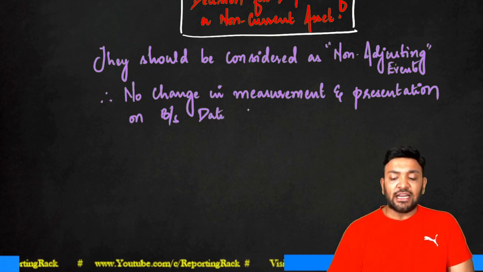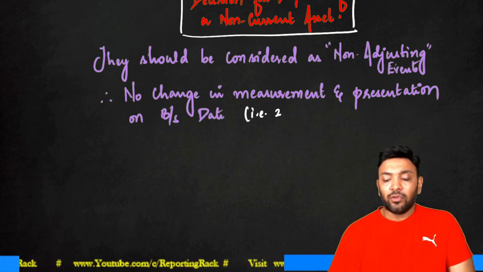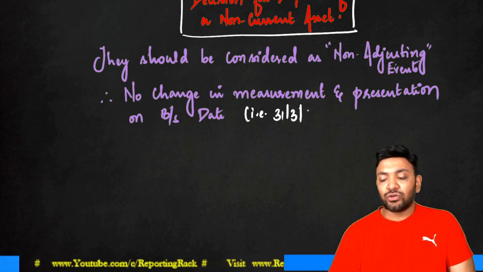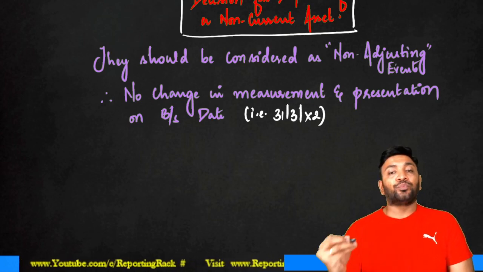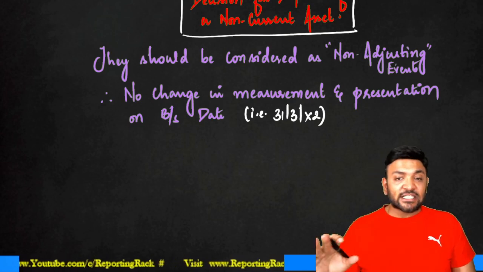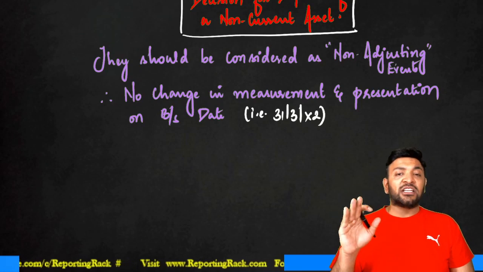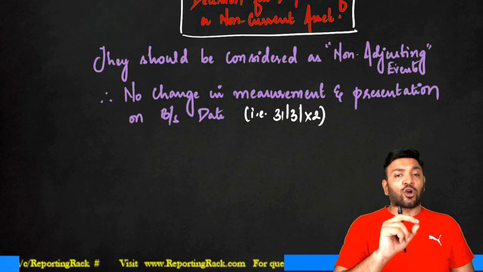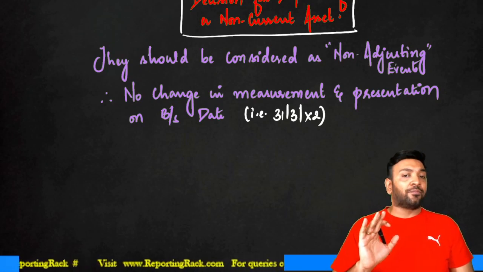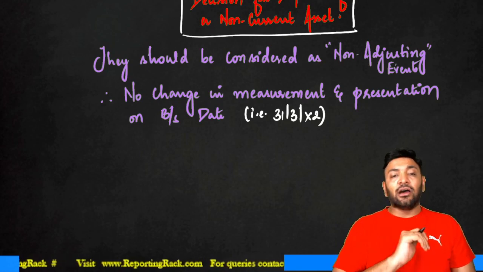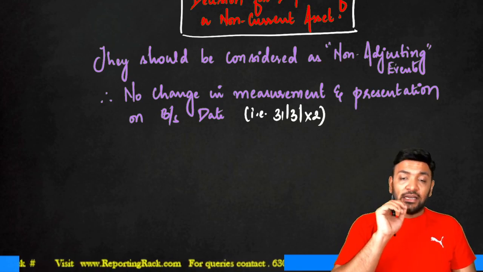What is the balance sheet date here? 31st of March 2022. I will not change its presentation. It will still be continued as a non-current asset. No change in the measurement. That means I'll still show it under cost approach or revaluation approach itself. Clear? However, it does require a disclosure.